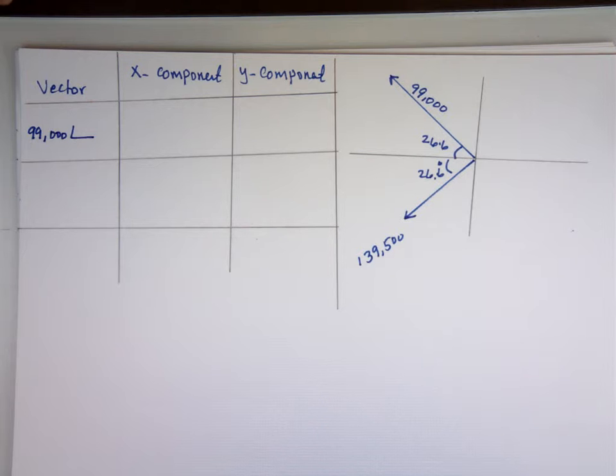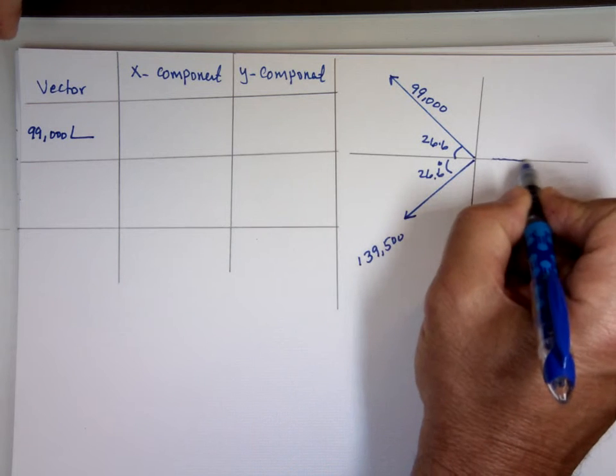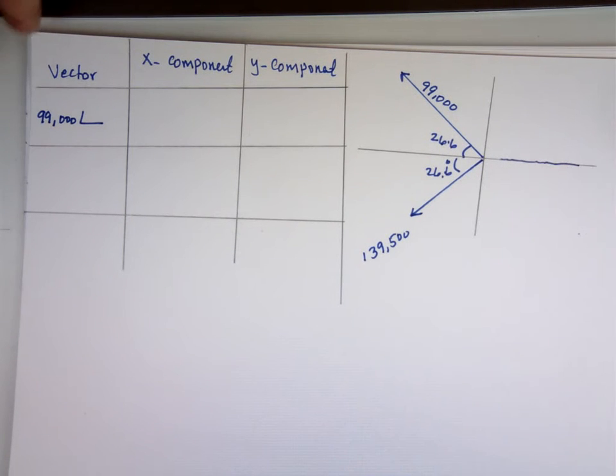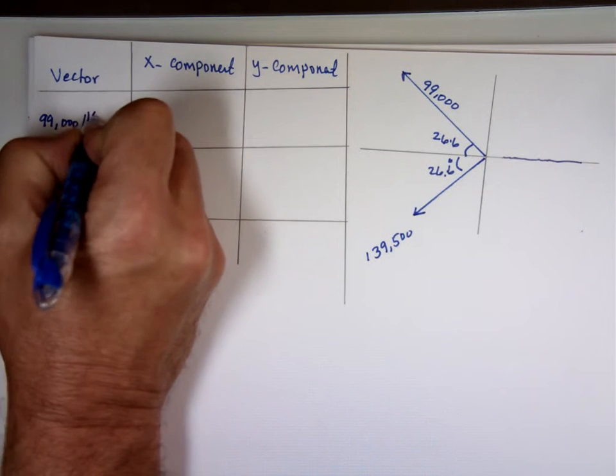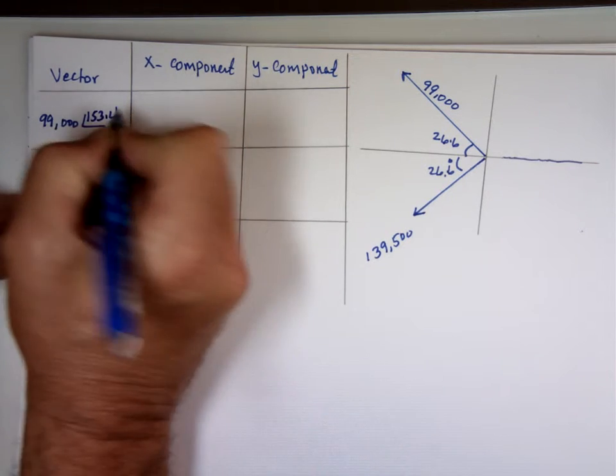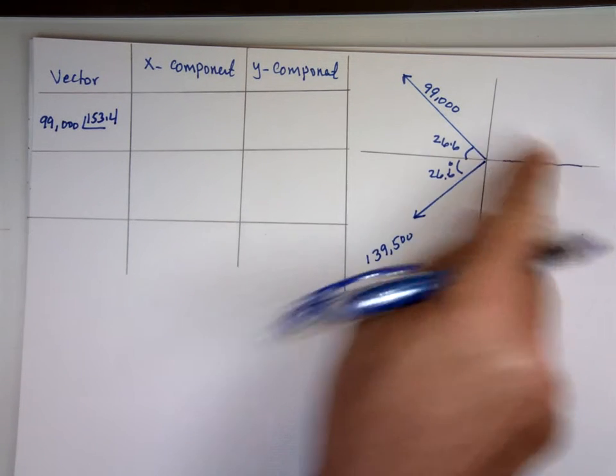Which angle are we looking at? You always want to measure the angle from one place. Reference. Your reference always has to be this line when you measure the angle. Otherwise, your pluses and minuses is not going to match. 153.4. 153, Michael? 153.4, which is 180 minus 26.6.